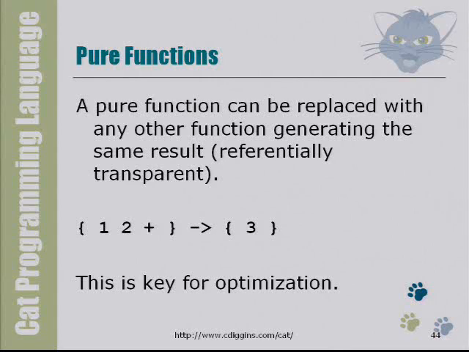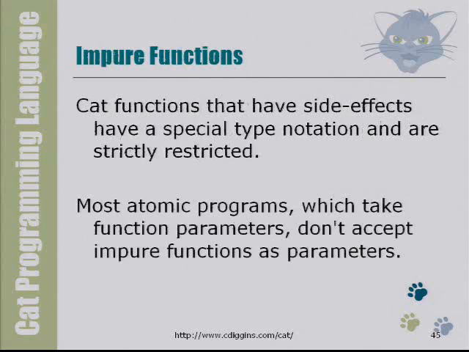So a pure function is a function which is referentially transparent, or a function with no side effects. So it can be replaced with any other pure function generating the same result. So I notate that by saying that the composition of 1, 2, and plus could just be replaced with 3. And this is key for the optimization engine that we'll get to soon.